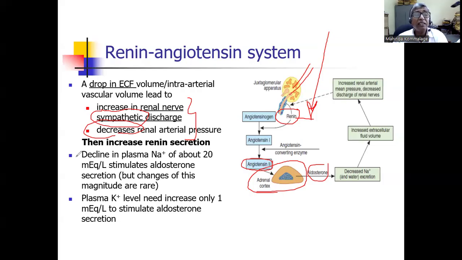In addition to that, a decreased sodium level might have some influence to increase renin, but definitely an increased potassium level will increase the secretion, right? So aldosterone secretion is regulated through the renin-angiotensin system.